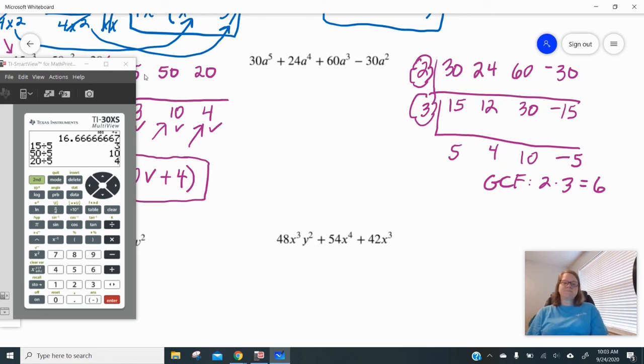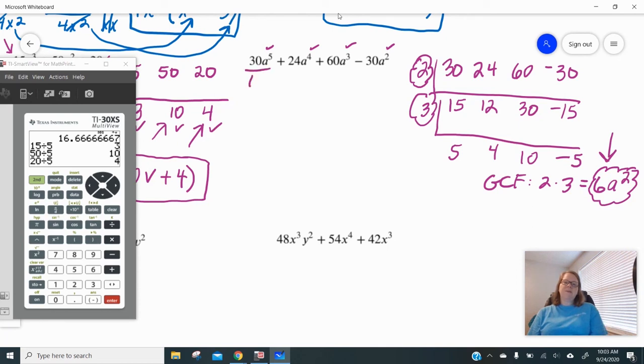So now I just need to figure out the variable part for the exponent. So I've got a to the fifth, fourth, third, and second. So think, what's the most number of a's they have in common? It's that smallest exponent. The most they have in common is a squared. So my GCF is 6a squared. So if you had to name the GCF, there's that part.